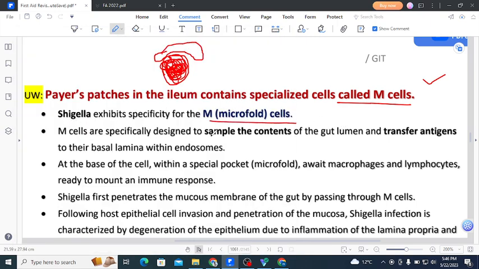M cells are specifically designed to sample the contents of the gut lumen and transfer the antigen to the basal lamina within endosomes. At the base of the M cell, within a special pocket called a microfold, await the macrophages and lymphocytes which are ready to mount an immune response.